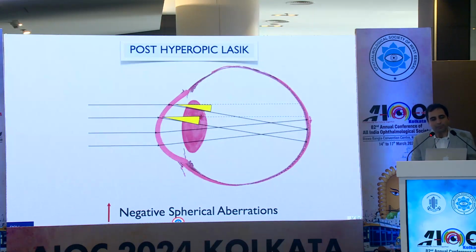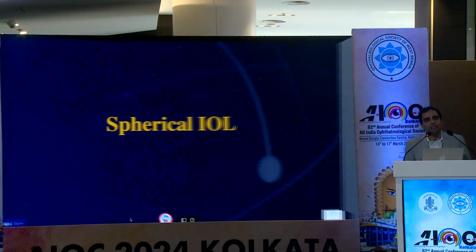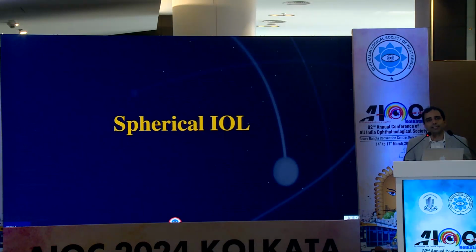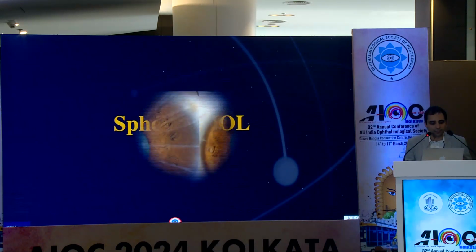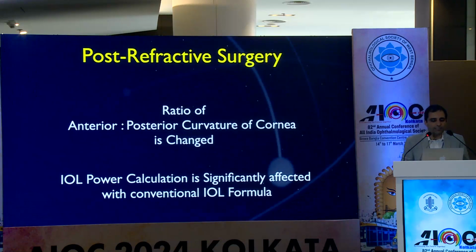Compare that to a hyperopic refractive surgery being done. In hyperopic refractive surgery, we are steepening the center, which means the periphery becomes relatively flatter compared to the center, which means there's an increase in the negative spherical aberrations. That would typically mean that if a patient has undergone hyperopic LASIK, you should tend to choose a spherical IOL over an aspheric IOL. Post-RK can be anything. It can be a good 4-cut RK to a zillion-cut RK with corneal scars, and it's very difficult to give one conclusion based on that.